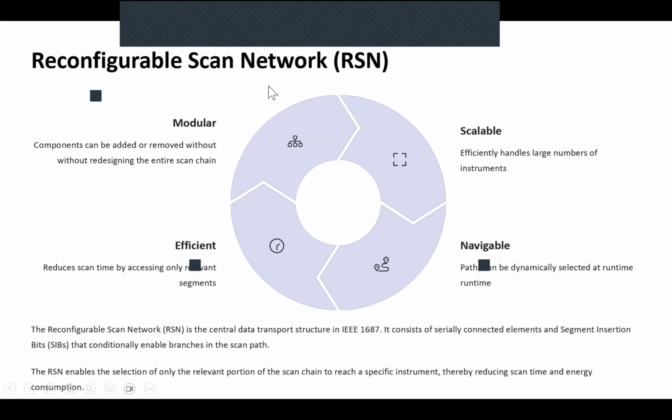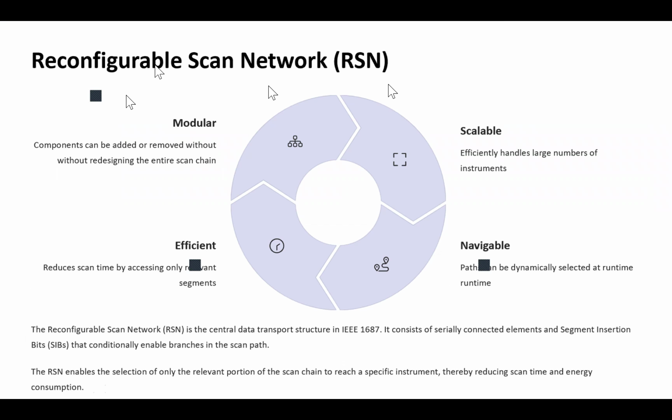Now, let's dive deeper into the RSN, reconfigurable scan network. This RSN is what allows flexible, efficient access to the embedded instruments in the chips. Okay, so these also have some key characteristics. One is that it is modular, meaning the components can be added or removed without redesigning the entire scan chain. It is scalable, meaning it efficiently handles a large number of instruments. So the RSN is designed basically to work efficiently even when there are hundreds or thousands of instruments on the chip.